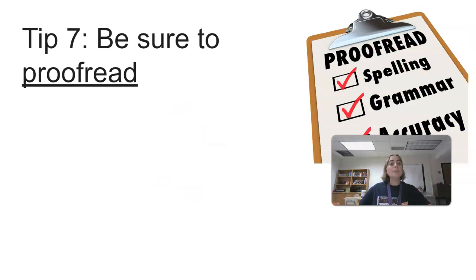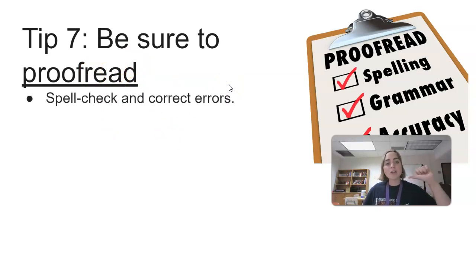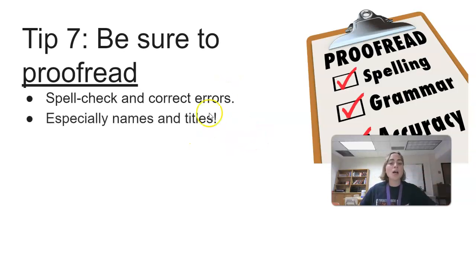Tip number 7 is be sure that you proofread. So proofread's like editing, just reading over it to make sure everything is good. This is for spell check and correcting errors. So make sure that you've looked at people's names and their titles to make sure that they're spelled correctly.